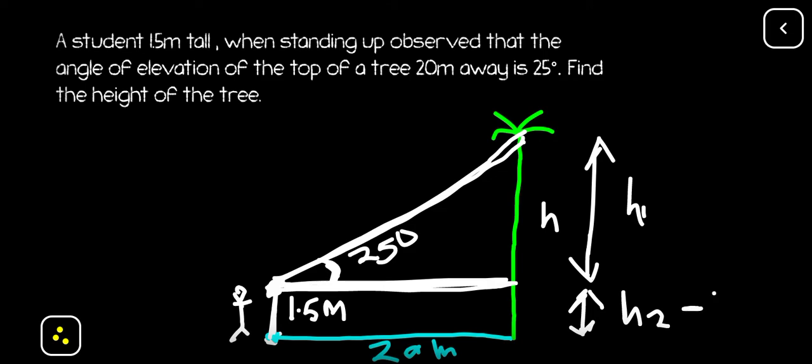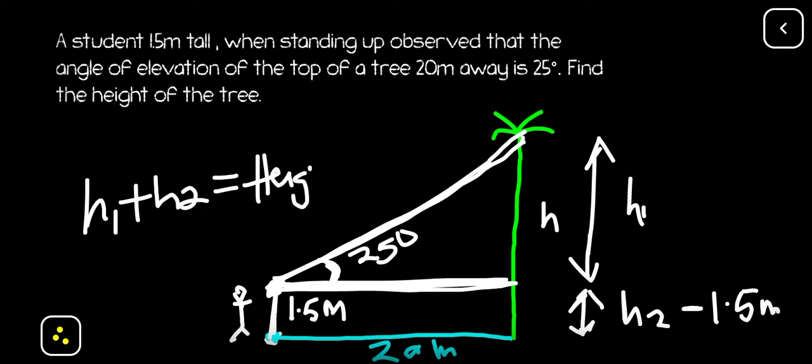So this point is 1.5 meters here, but we do not know H1, because H1 plus H2 will give you the height of the tree, right? Okay. But we need to find what H1 is first. I think that's the point. How do we find H1? First of all, we know that since the distance between him and the tree is 20 meters, that means here also would be 20 meters, because it's still the same distance.